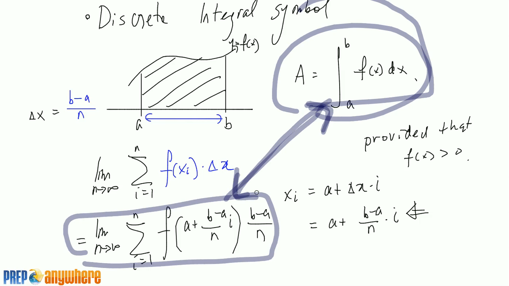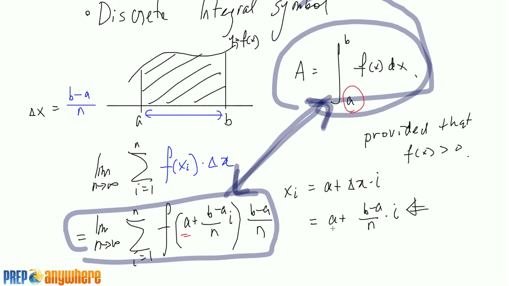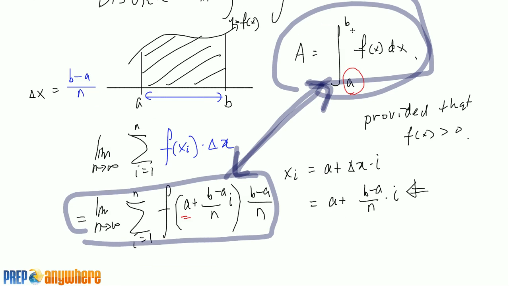So let's analyze a little bit further. How can we identify this is this? First of all, this A matches this A, the starting point. How do you find B? We find B from the delta x: you set your starting number to be A, and then B will come out.